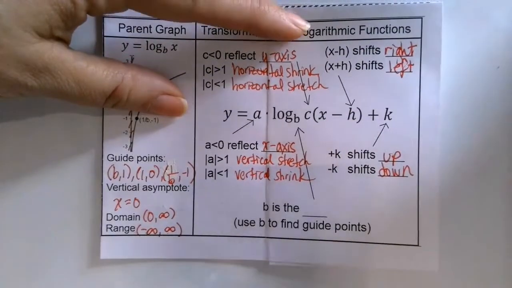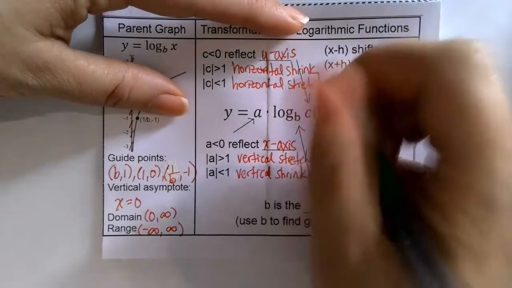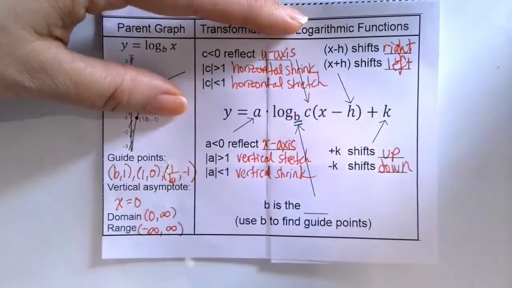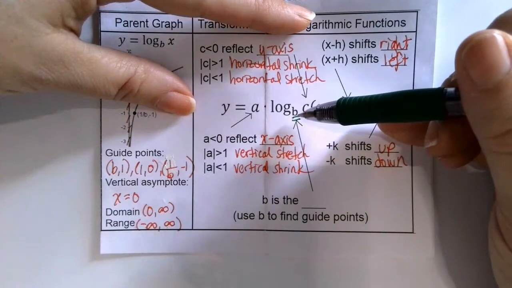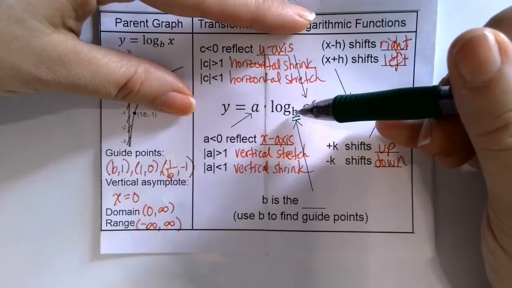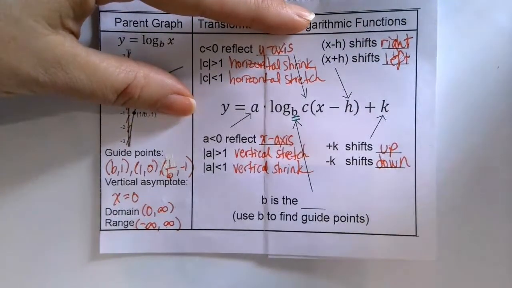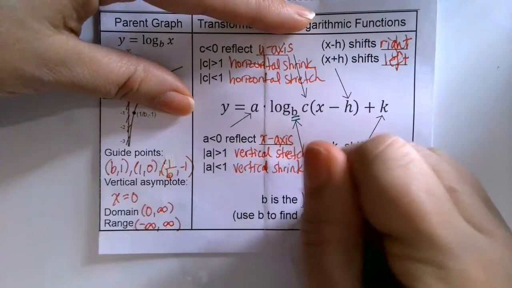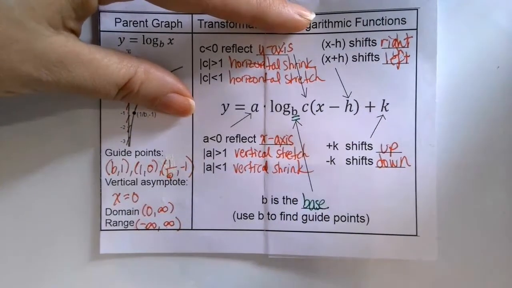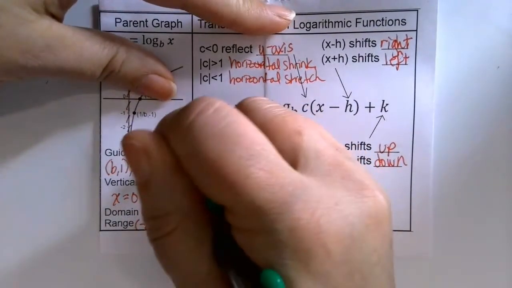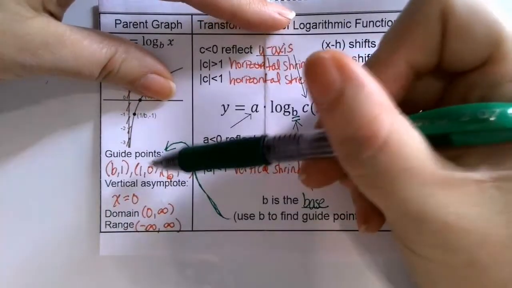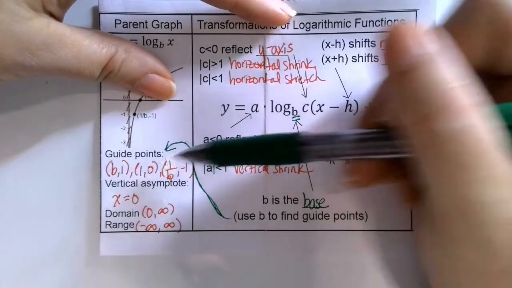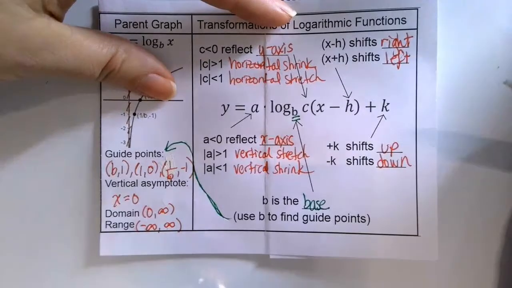The thing that was different about the exponential is also different about the logarithm, and that's the b. Our transcendental functions, the exponential and log, have a b, which is the base, and that b is used to identify these 3 guide points on the graph: the x-intercept at 1, 0, b comma 1, and reciprocal of b comma negative 1.